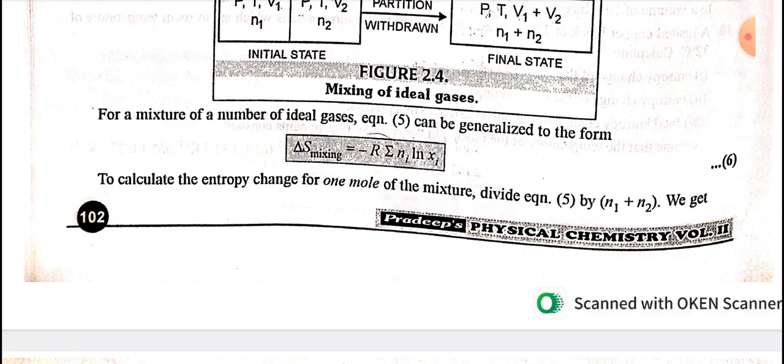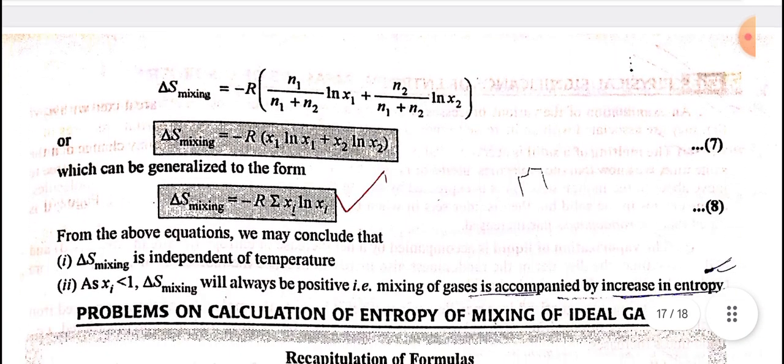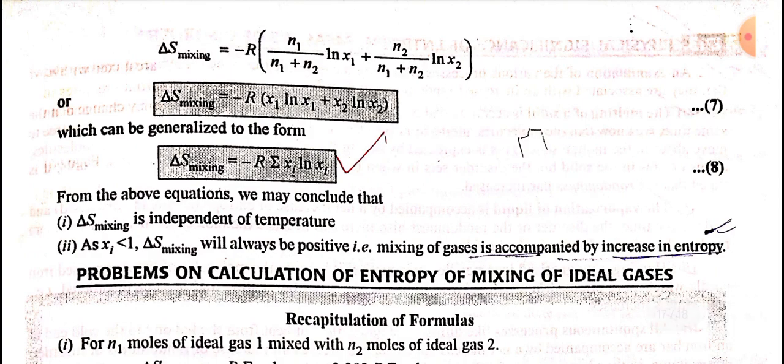To calculate the entropy change for 1 mole of the mixture, divide equation 5 by n1 + n2. We get ΔS mixing = −R[n1/(n1 + n2) ln x1 + n2/(n1 + n2) ln x2], that is, ΔS mixing = −R(x1 ln x1 + x2 ln x2), which can be generalized to the form ΔS mixing = −R Σ xi ln xi.